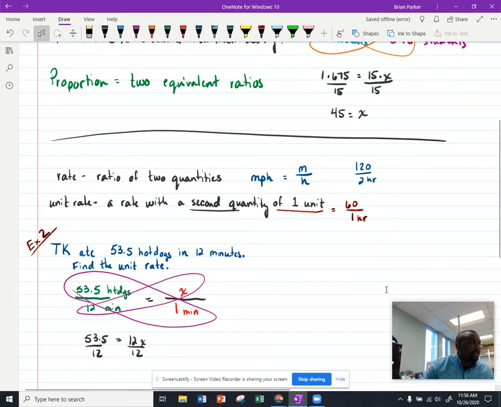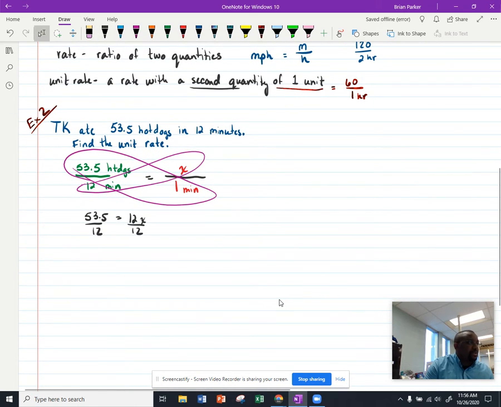4.46. He was able to eat approximately 4.46 hot dogs. Okay, so that'll be the x. All right. So that's how unit rates work. We're always saying something with 1 as the second unit, then unit in the denominator.